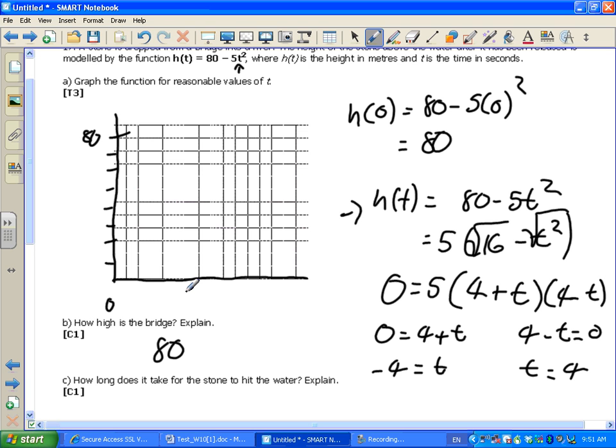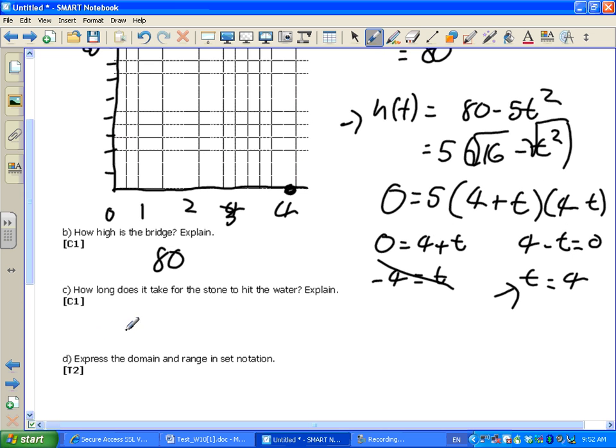Now we know that we don't have the rock before 0, because that's when he drops it. Time can't be before 0, so this is illogical. So we know at 1, 2, 3, 4, that's when the rock is going to hit the ground. We can figure that out by factoring, so at 4 seconds.